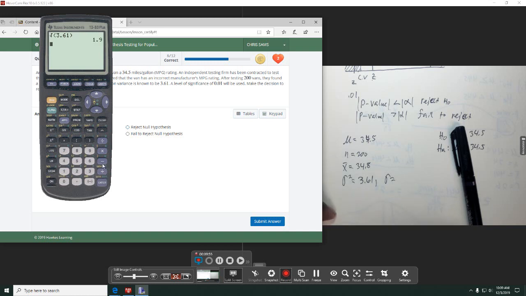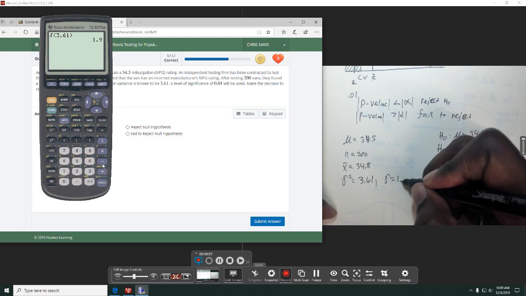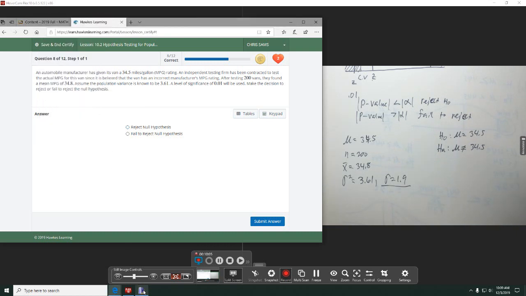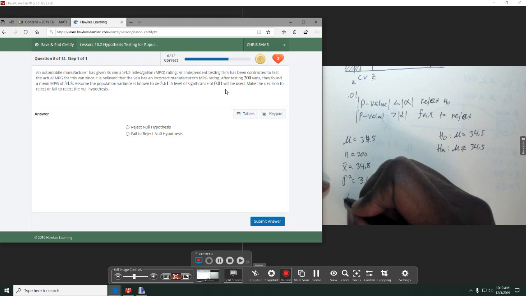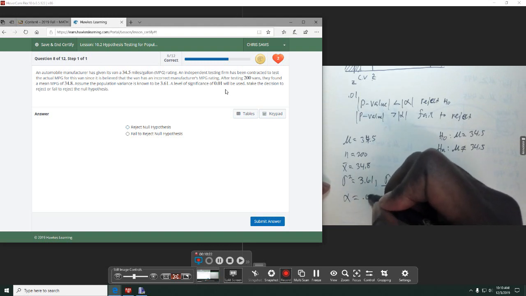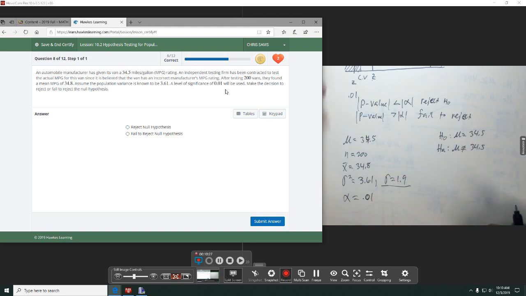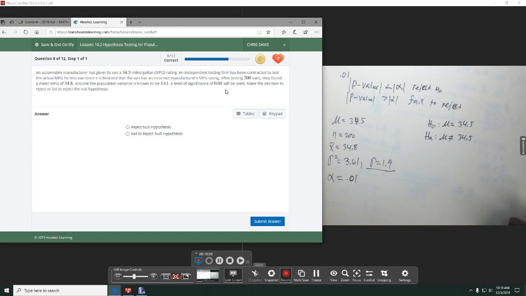You get 1.9. So this is the value we're actually going to use. And then we have to use our level of significance. So this is my alpha value, 1%. So level of significance, alpha is equal to 0.01. So we need to first find this value, and then we'll compare our test statistic to it.